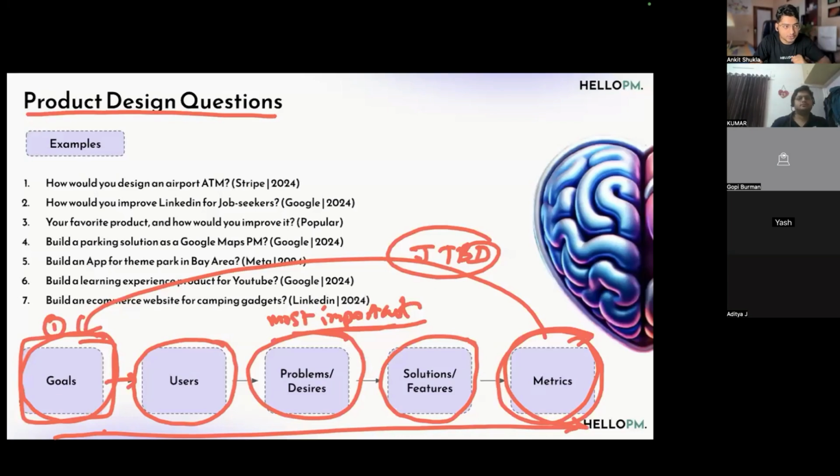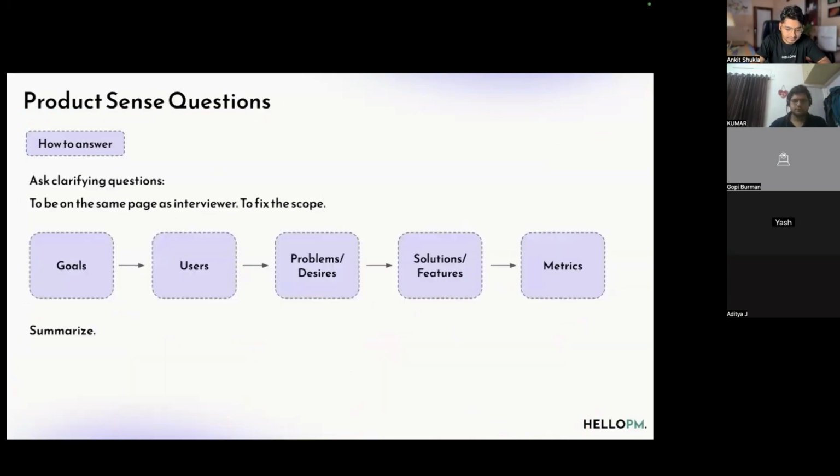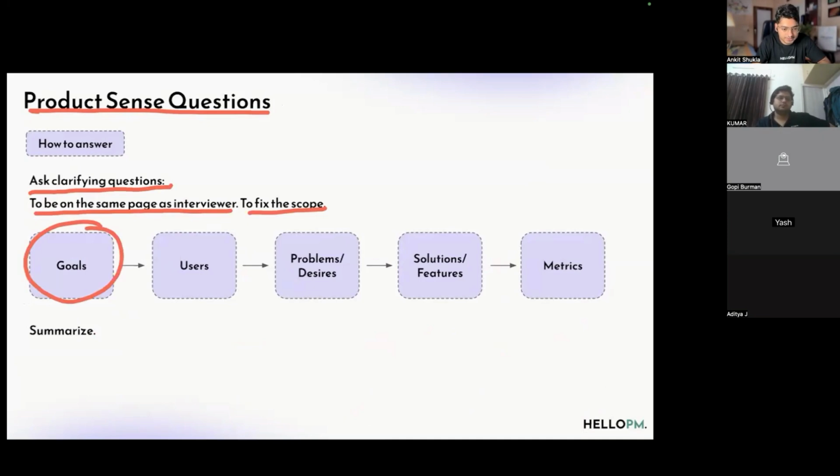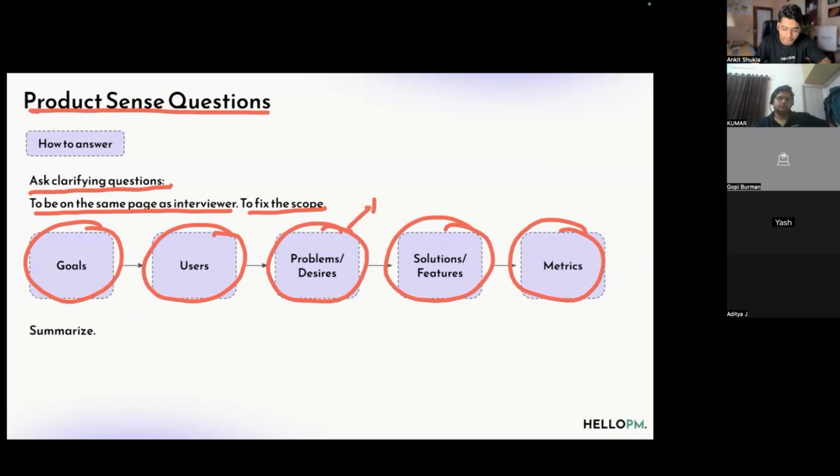Okay, before I ask you if you could understand or not, I'll repeat it again. First of all, ask clarification questions to be on the same page as the interviewer and fix the scope. Understand, you are not asking the clarification questions to get the answers, but to make sure that you are going in the right direction. The second part is to understand the goals or assume the goals and tell them to the interviewer. Create the users, understand their problems, identify the solutions, and then the metrics. In between, you have to do prioritization both times. And then make sure that you summarize.